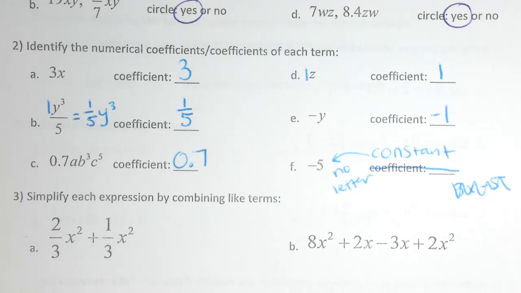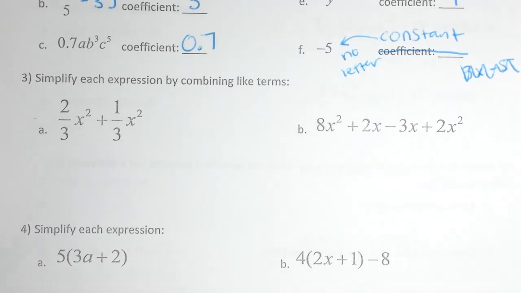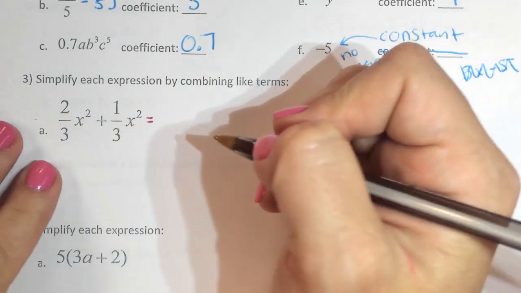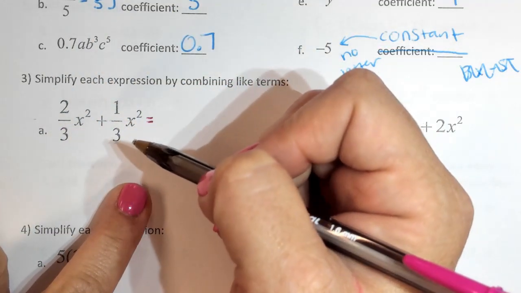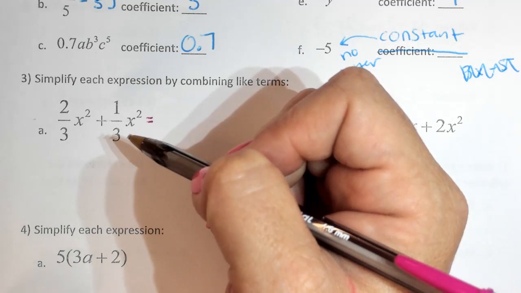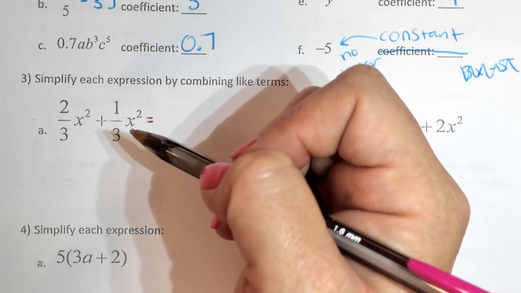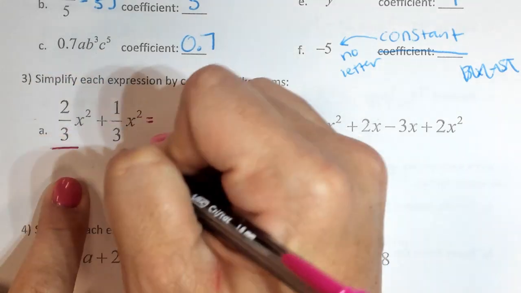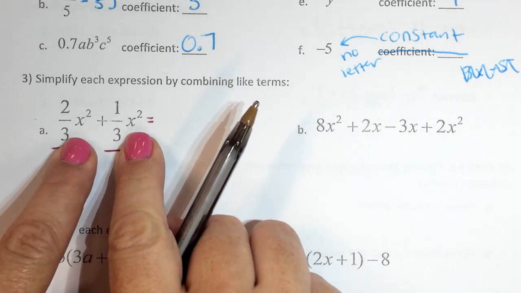Okay, so now practicing actually combining like terms. If you look at number 3, I know y'all love fractions the best. Me too. So when we're adding, are these like terms first off? Why are they like terms? It's because they both have an x and they both have a squared. They both have an x squared. Remember, your number in front does not tell you if it's a like term or not. These are both like terms because they both have an x squared, right?